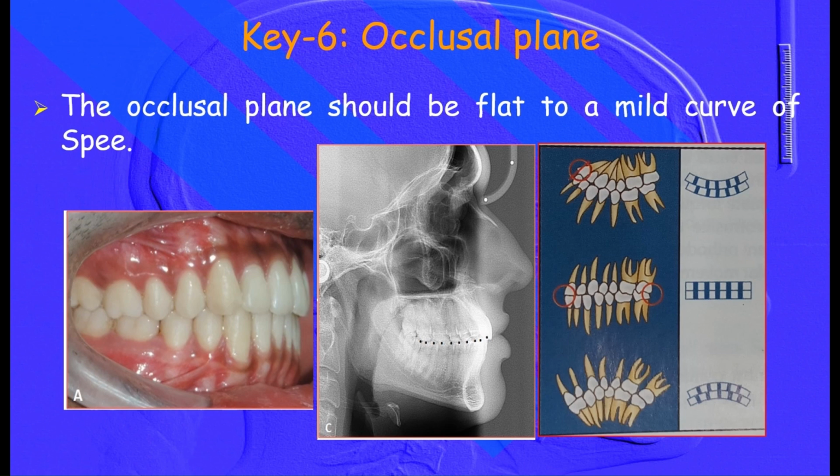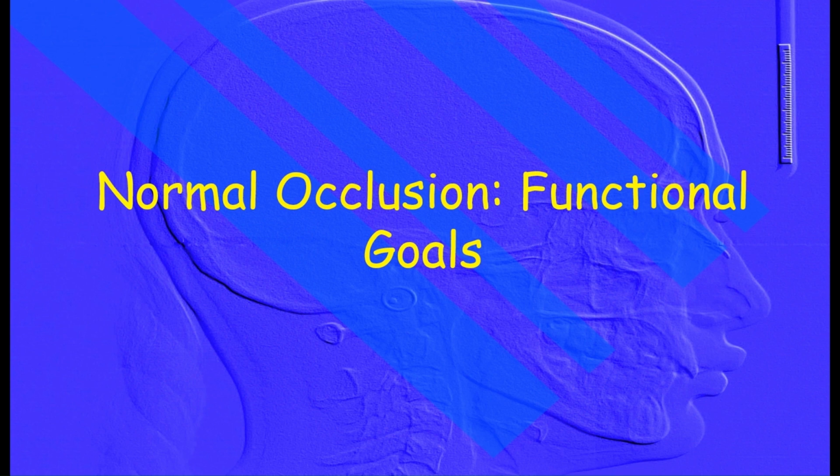When the occlusal plane is flat, the occlusal table for chewing is maximum. The intercuspation between the upper and lower teeth is optimum, and the roots of the teeth remain parallel to each other. Thus, the masticatory forces are physiologic in nature. We have completed our discussion on Andrew's six different keys to normal occlusion and all about the static goals for normal occlusion. Now we will discuss the functional aspects of normal occlusion.